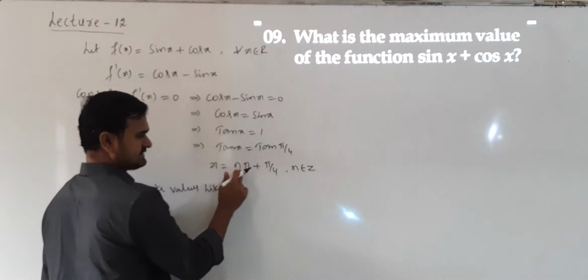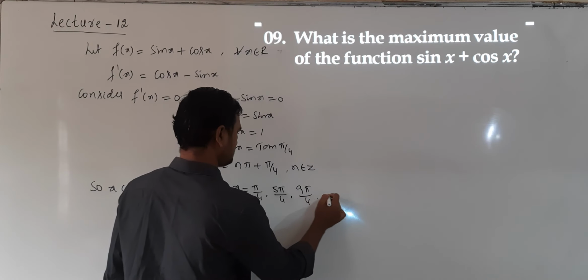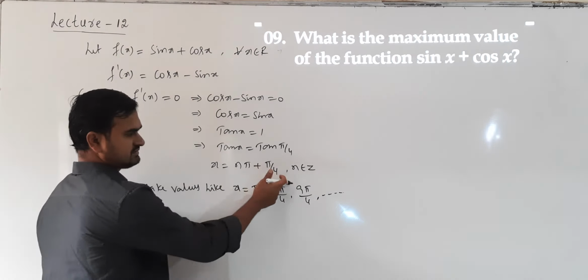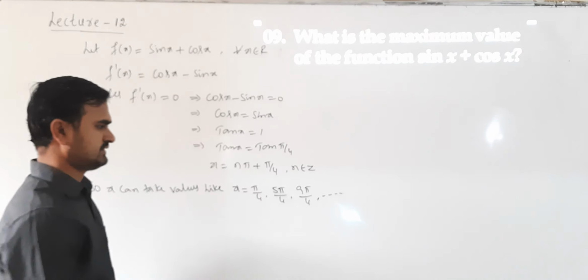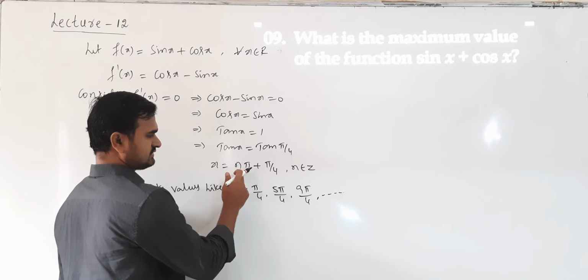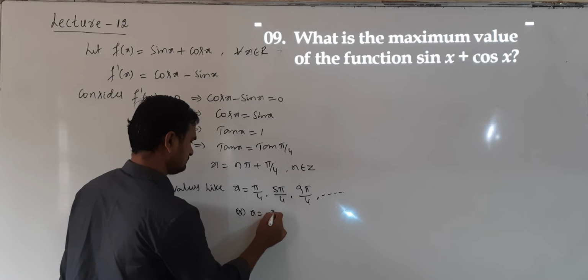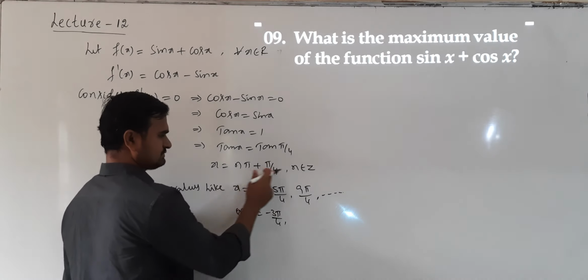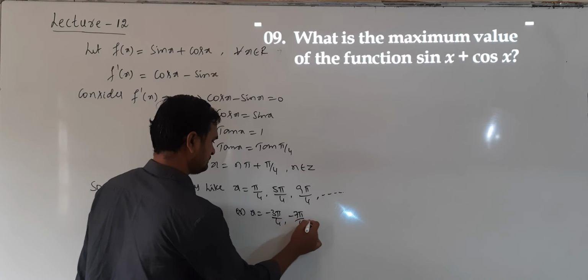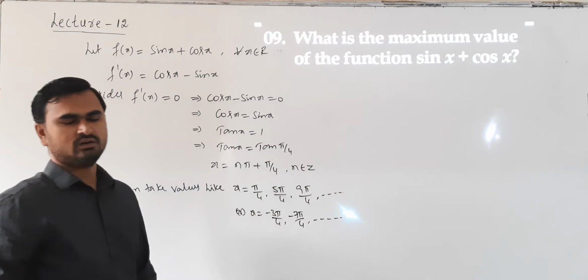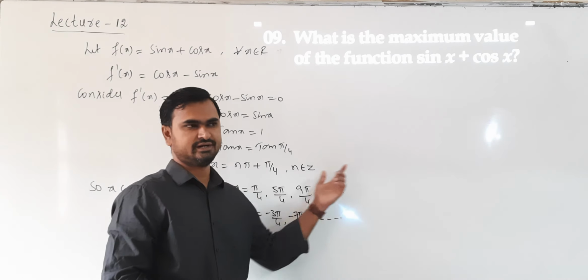Suppose n is 0, we have pi by 4. N is 1, we have 5 pi by 4. Next, n is 2, we have 9 pi by 4, and so on. If I take negative values, because the domain is all real numbers, n is minus 1, we get minus 3 pi by 4. N is minus 2, we get minus 7 pi by 4, and so on. So these are all the critical points. We get an infinite number of critical points.